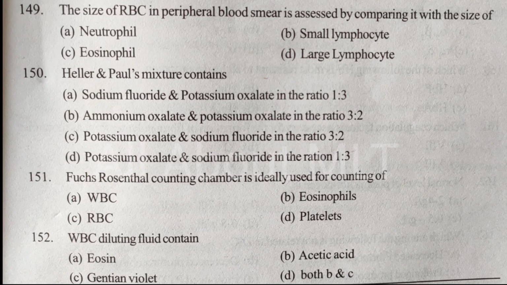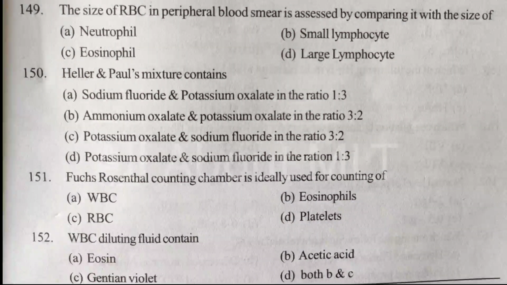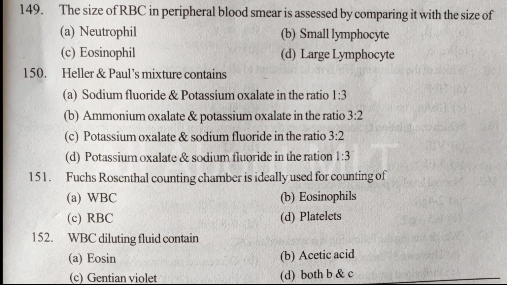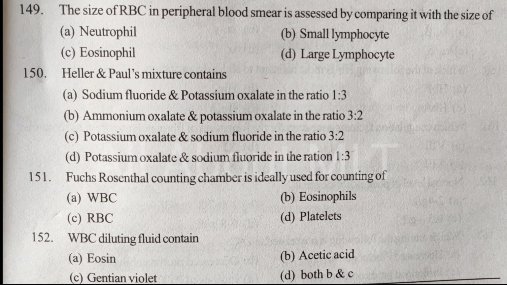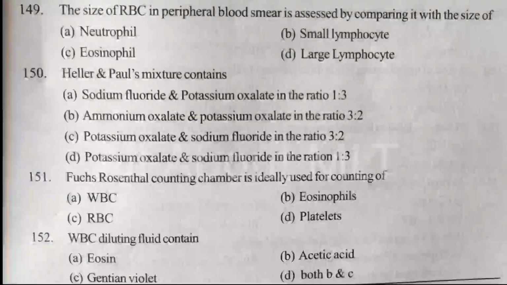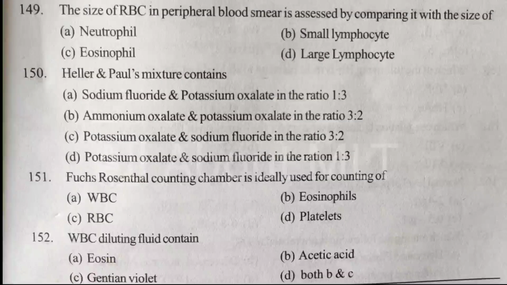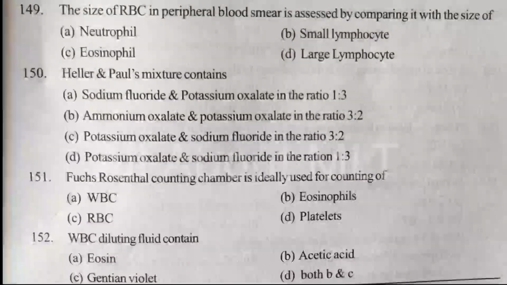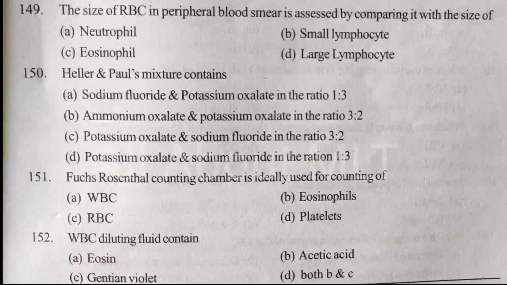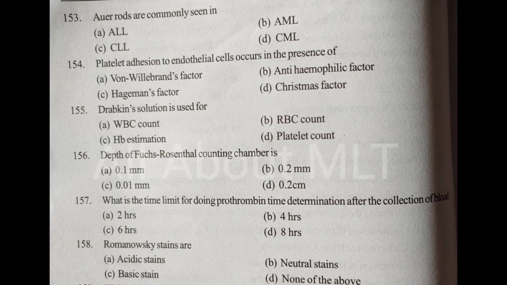Fuchs-Rosenthal counting chamber is ideally used for counting of option A WBC, option B eosinophils, option C RBC, option D platelets. And the answer is option B eosinophils. WBC diluting fluid contains option A eosin, option B acetic acid, option C gentian violet, option D both B and C, and the answer is option D both B and C.